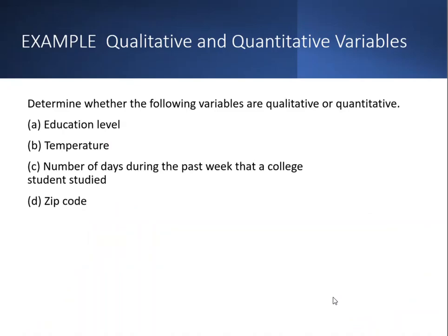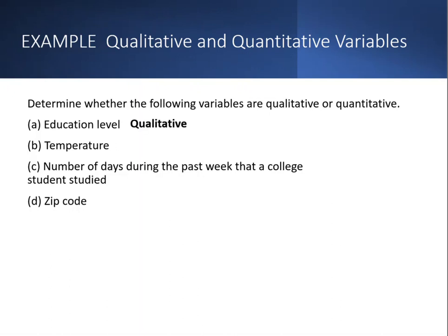For these couple examples, we want to determine whether or not the variable would be considered qualitative, so a category, or quantitative, like a measurement. Let's first start with education level. Well, if I think of education level, I might think of high school graduate, post-secondary, graduate school, something like that. So because of that, I could put this into a category, and therefore it would be considered qualitative.